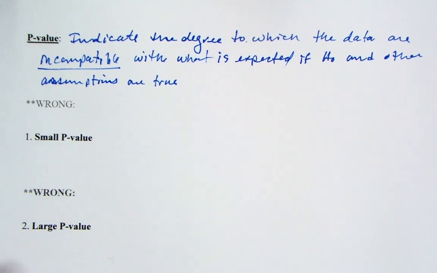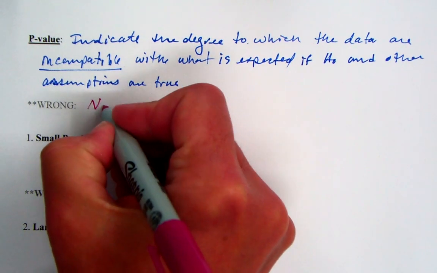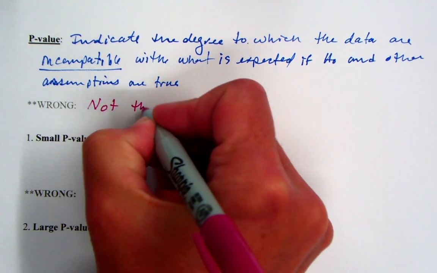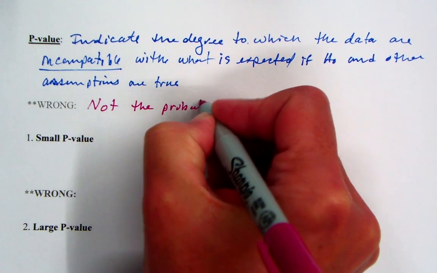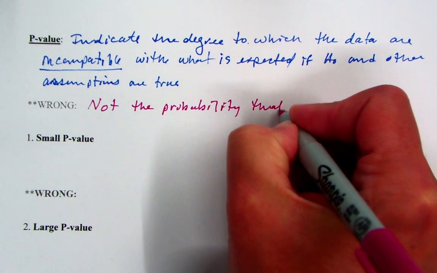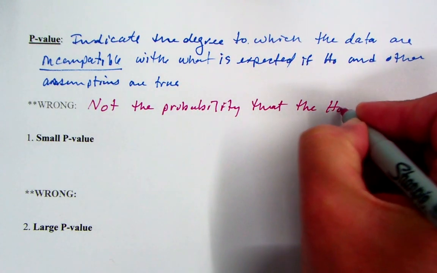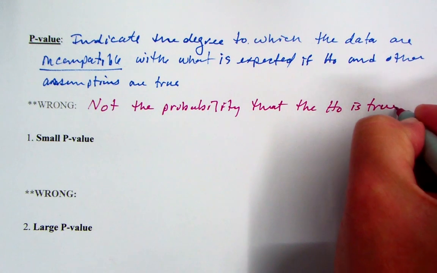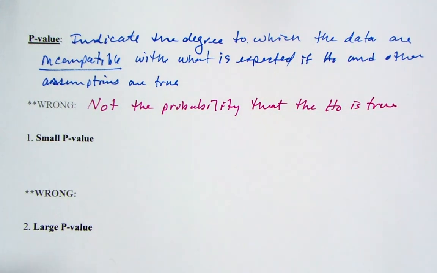So what is it not? It is not the probability that the null is true. We'll never know for sure if the null is true. So this measurement isn't saying that's the probability the null is true. It is not. It's the probability that the data are incompatible with the null. How good is my evidence?